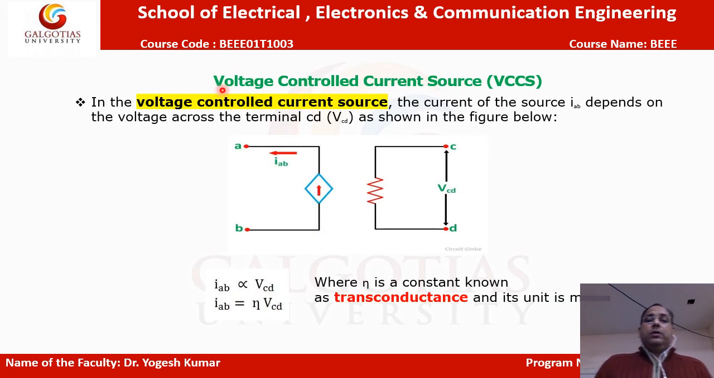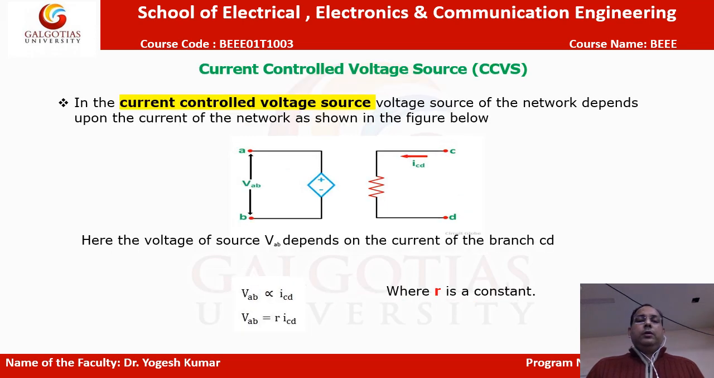In a similar way, what is the voltage controlled current source? This is the voltage control, this is the current source, both are dependent, so this current source is proportional to VCD. If you make it equal, then we have to put one constant, that is eta. Eta is nothing but transconductance. It is the reciprocal of resistance. Now the third type is the current controlled voltage source. In this you can see the current control and the voltage source. Both are dependent on each other, so we can write this VAB voltage source is dependent on the current ICD. If you make it equal, then we have to put a constant, that is R.